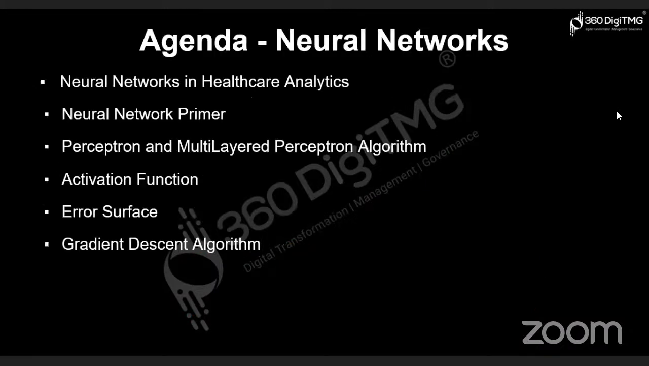Today's agenda: we will discuss neural networks, what they are and how we can use them in healthcare analytics. We will go through neural network primers, meaning the components of a neural network, the perceptron, the multi-layer perceptron, the activation function, the error surface, and the gradient descent algorithm, and why we are using gradient descent. We will discuss that.